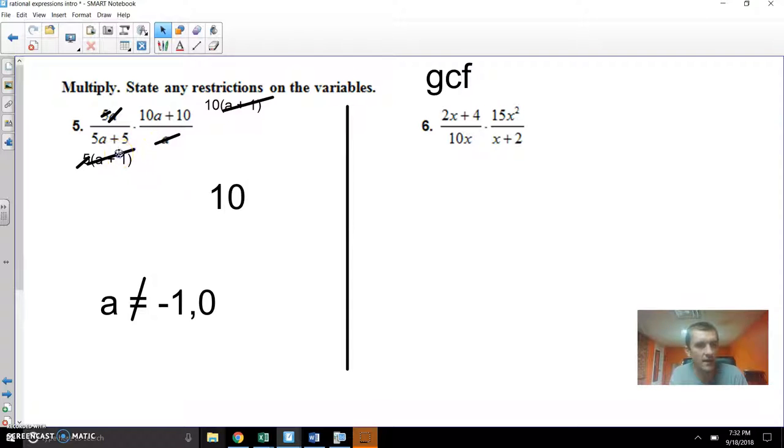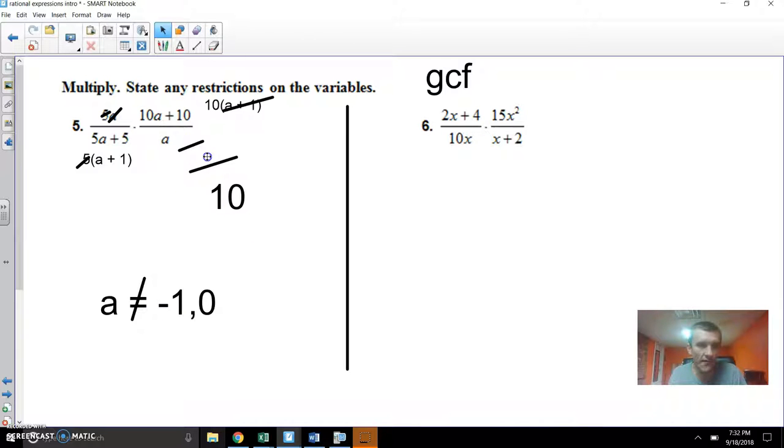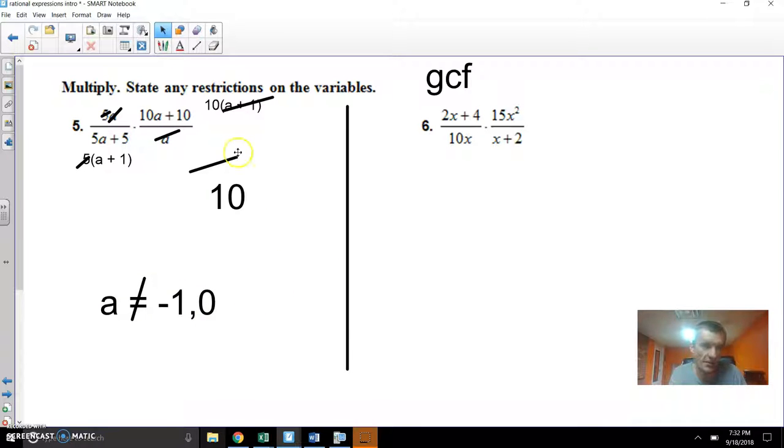So let's take a moment to look at a plus 1 and think about what makes that 0, and that would be negative 1. Along with this other value, a can be any number, but if that number was 0, well then we'd be dividing by 0 and that'd be a problem. So our final answer is 10 when we simplify this, but that's only if a can't equal negative 1 or 0. So think about this one over here, factor and cancel considering greatest common factor, and we'll check that one tomorrow.